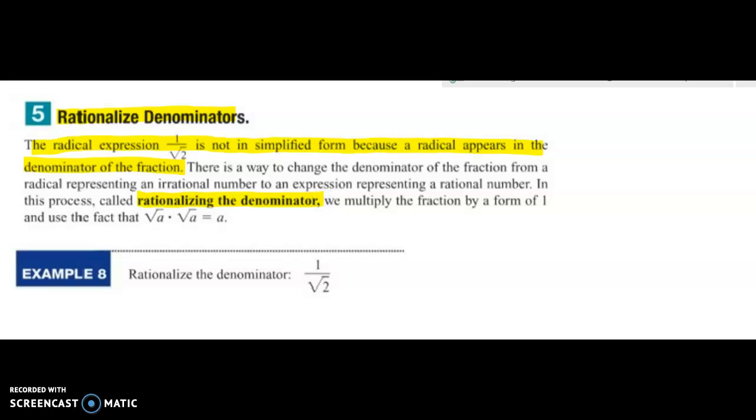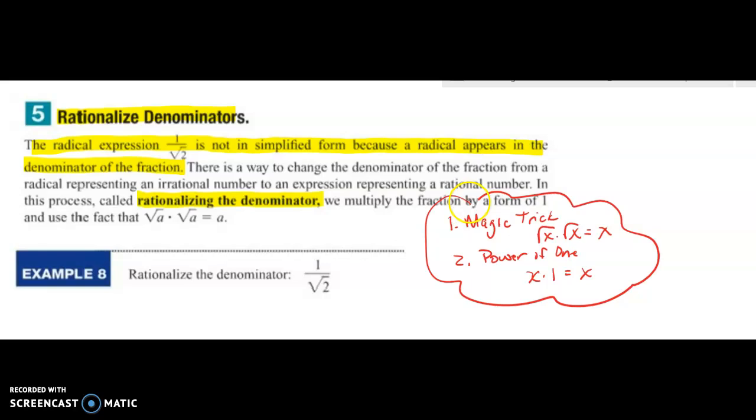I'm going to use two powerful things. I'm going to use one, the magic trick, which is that we know the square root of x times the square root of x equals plain old x. And I'm also going to use the power of 1. These are what I'm going to call these to teach you how to rationalize. The power of 1 is x times 1 equals x. Anything times 1 equals itself. So these two little tricks are going to help us get rid of that radical in that denominator.